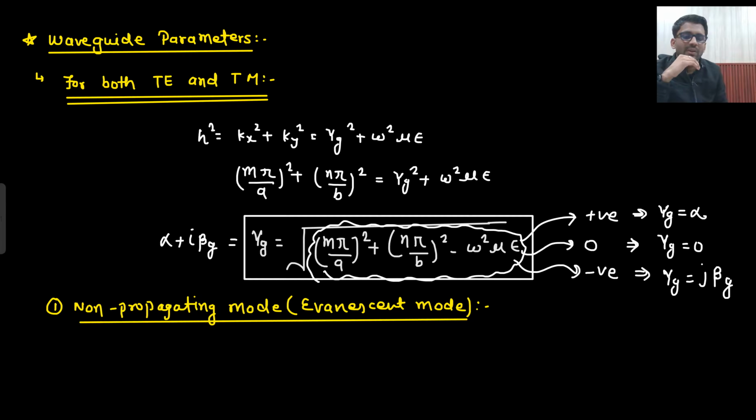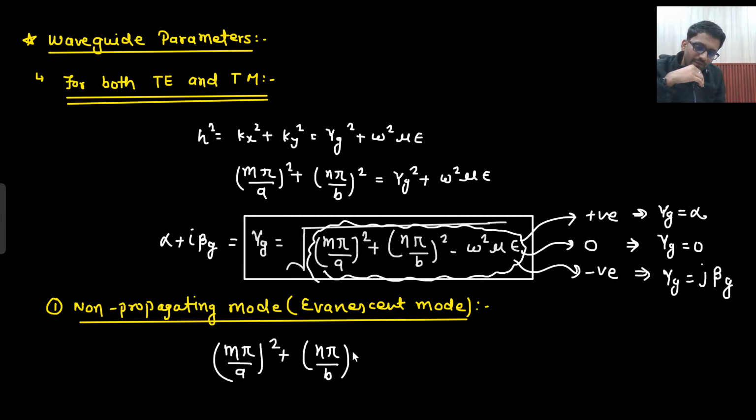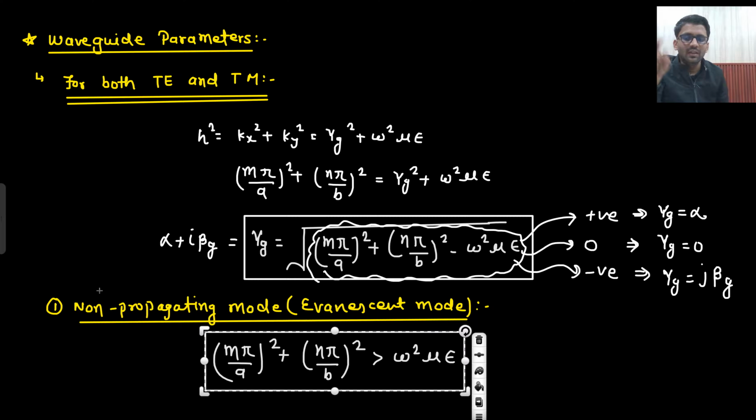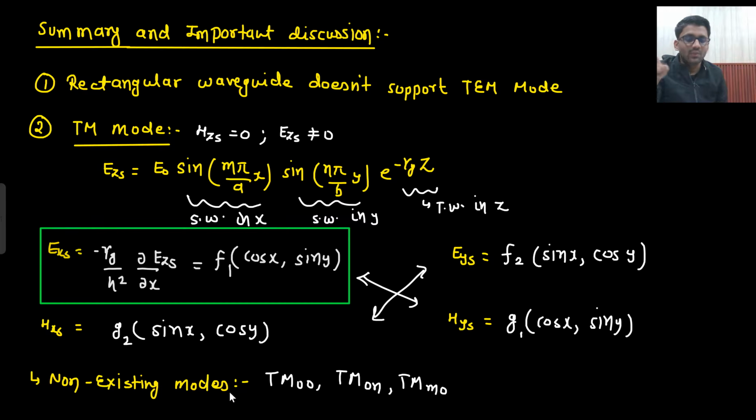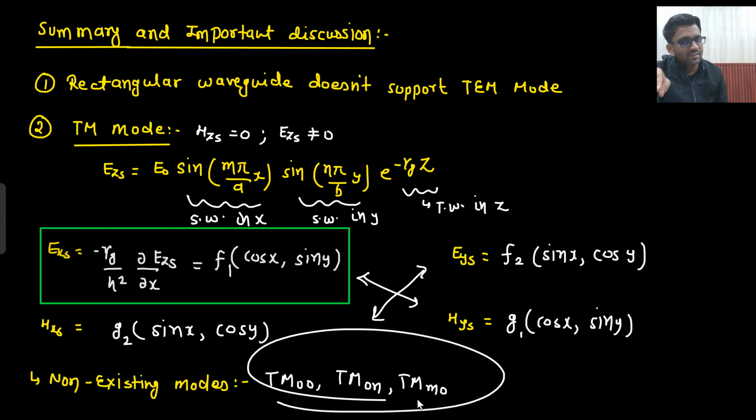What is the condition of no propagation? That either this number becomes 0 or it becomes positive. So that means (m pi by a) whole square plus (n pi by b) whole square is greater than omega square mu epsilon, then it is known as non-propagating mode. It is also known as evanescent mode. The name of this is non-propagating mode. And when we were studying these things, non-existing mode, these modes don't even exist.